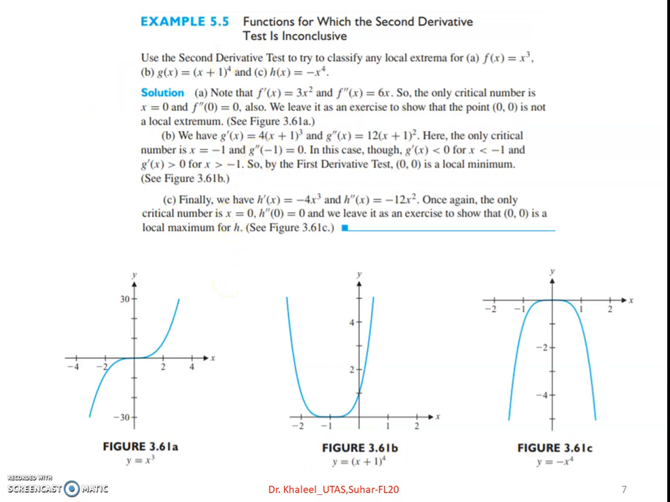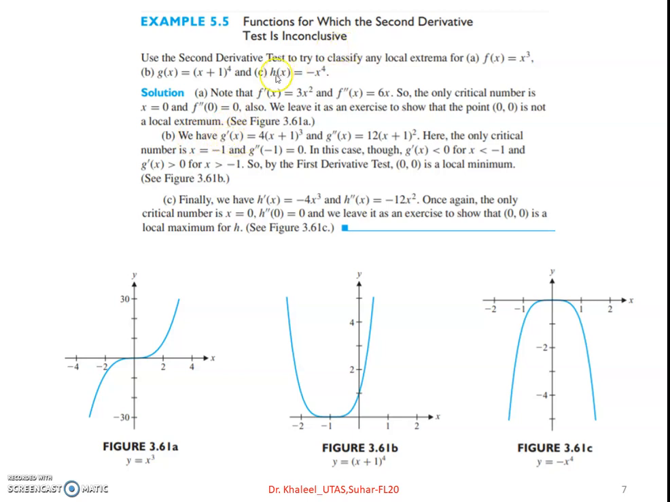Let's take some more examples and use the second derivative test for f(x) equal to x cube, for g(x) equal to (x plus 1) to the power 4, and for h(x) equal to minus x to the power 4. For the first, find the derivative and the second derivative. Equating the derivative to 0 gives you the critical number 0. Then put this 0 in the second derivative: f double prime of 0 is 0. Since it is 0, you cannot use the second derivative test.